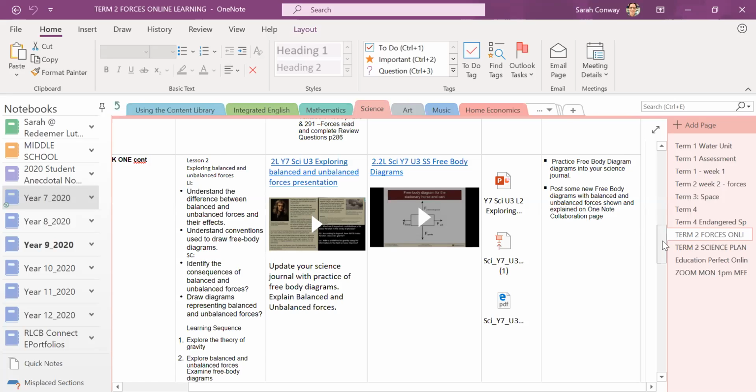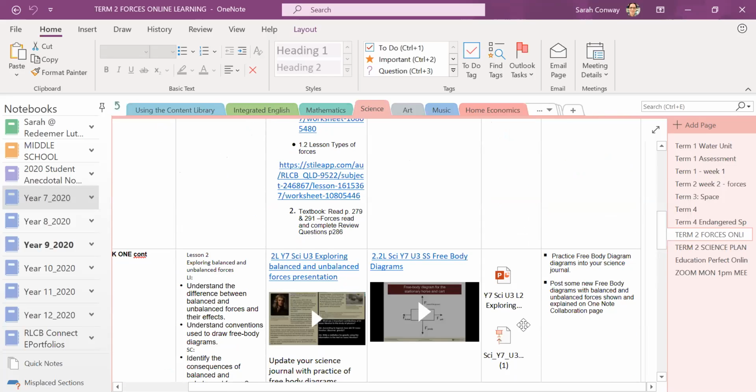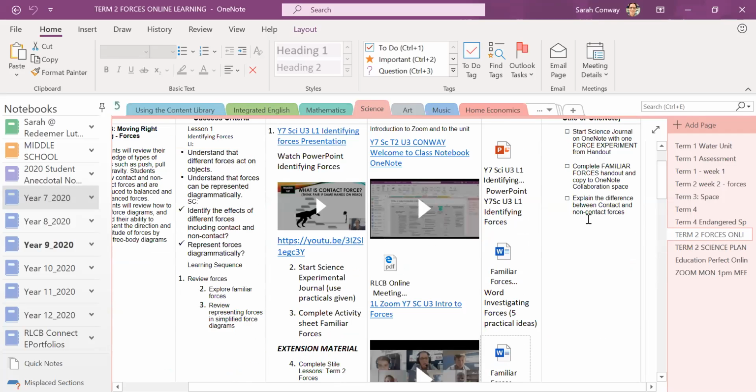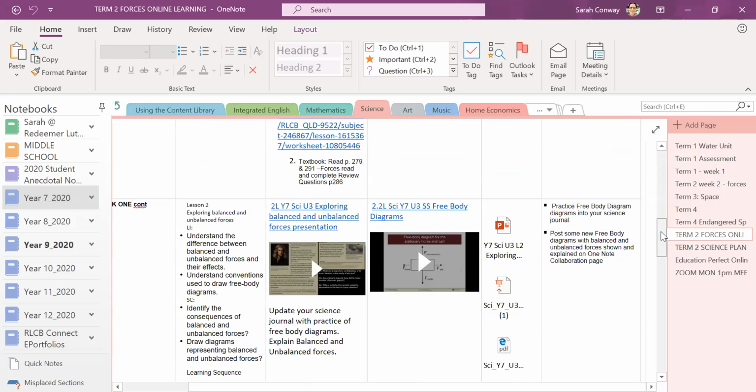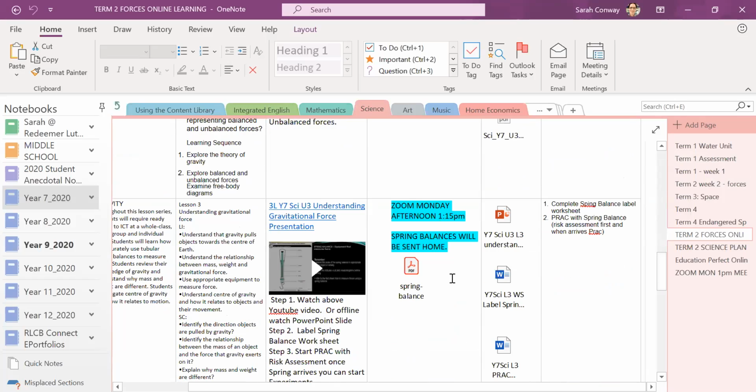Balanced and unbalanced forces. If it's a balanced or unbalanced force, you should be able to explain that by the end. We all know what a contact force and a non-contact force are now, and that was done in your homework. Now we're looking at balanced and unbalanced forces. The Zoom meeting for next week is going to be here. All right? This one you must watch. It's about the spring balance. You'll be labeling the spring balance, and you'll be doing a prac on the spring balance.